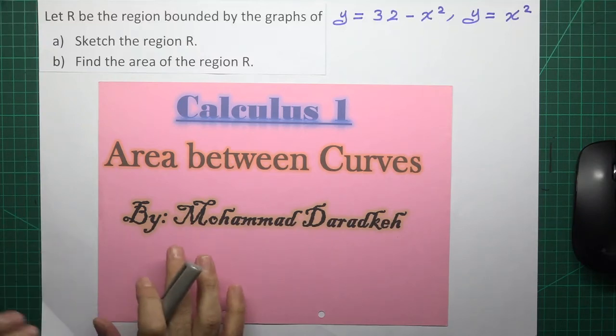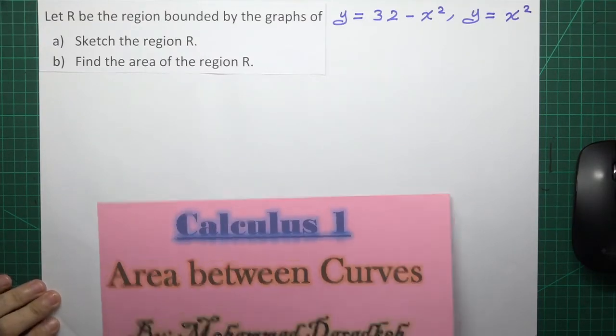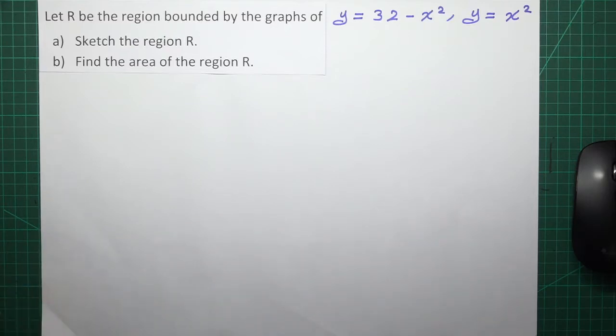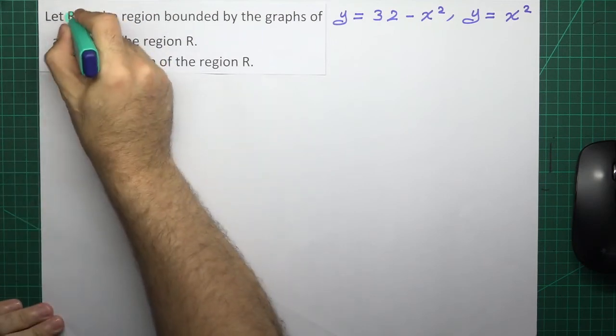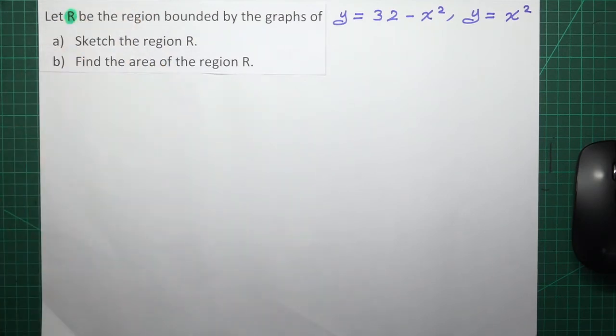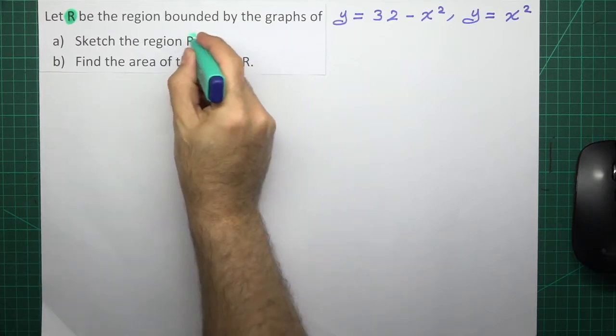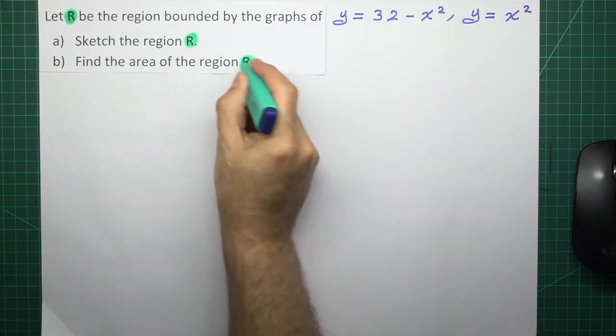Area between two curves. And I have this problem that we will solve now. Let R be the region bounded by the graphs of y equals 32 minus x squared and y equals x squared. A, sketch the region R, and B, find the area of the region R.